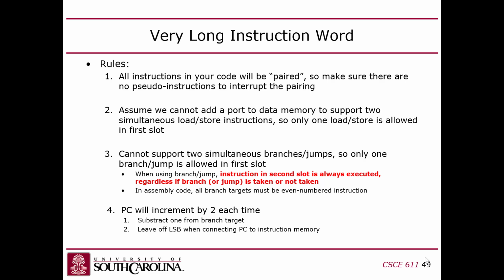If you put another instruction in there with it, then it will be executed regardless, or will always be executed even if the branch is taken. So it acts as a branch delay slot, right? Make sense? Okay, and then the PC will increment by 2 each time, essentially. So what that means is that the easiest way to handle that is to just cut off the least significant bit of your program counter.